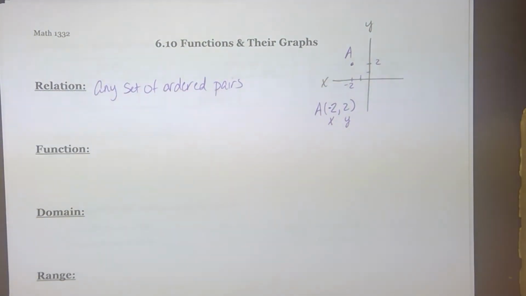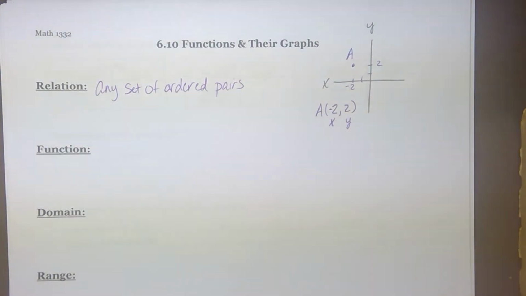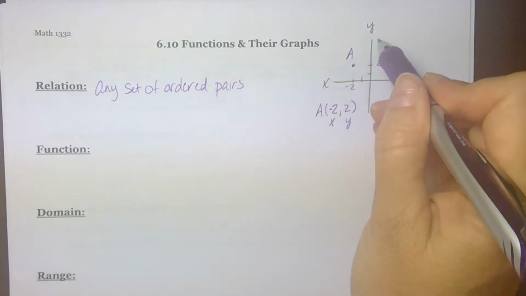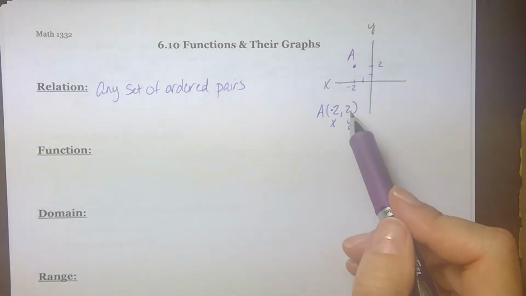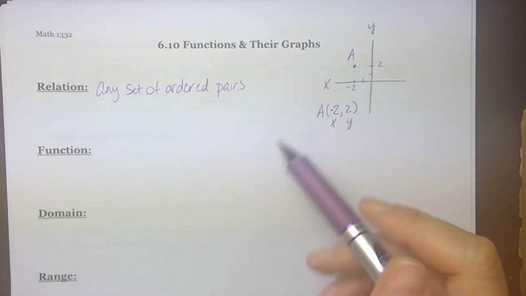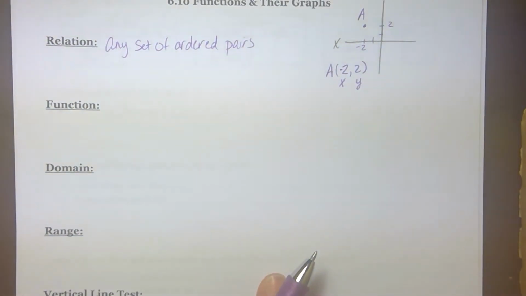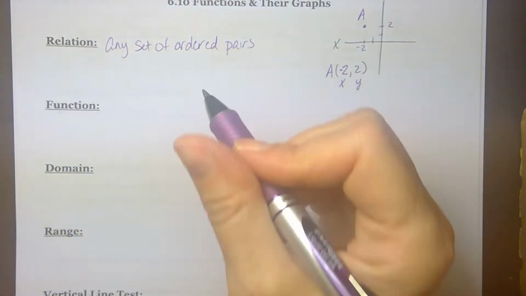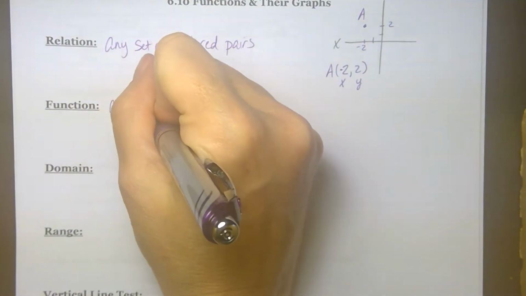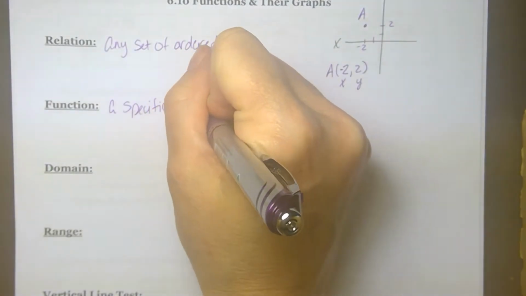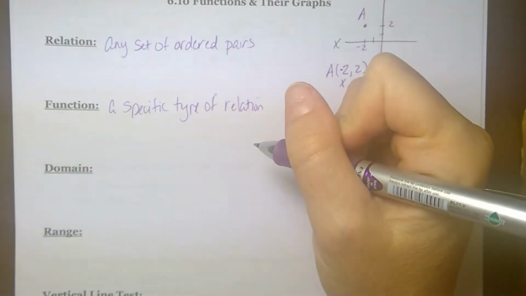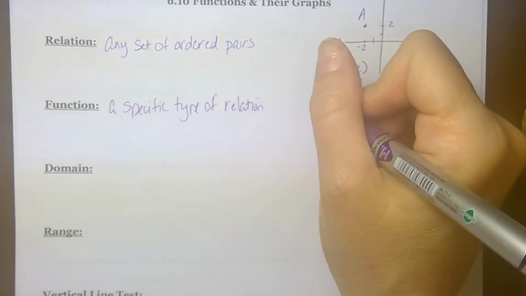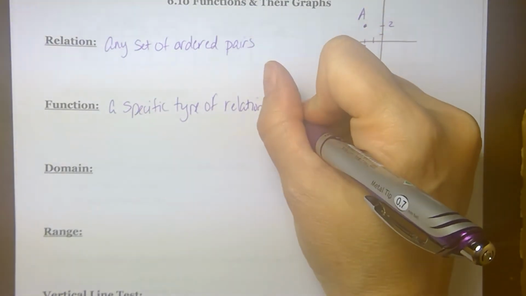So any set of ordered pairs is a relation. When I plot my points on my graph for a relation, it could be anything. It could look like a squiggly line. It could go back and forth, left to right, up and down. It could be just a set of points. Anything is a relation. When I talk about a function, though, I'm talking about a specific type of relation. It's a relation where each x value is assigned only one y value.